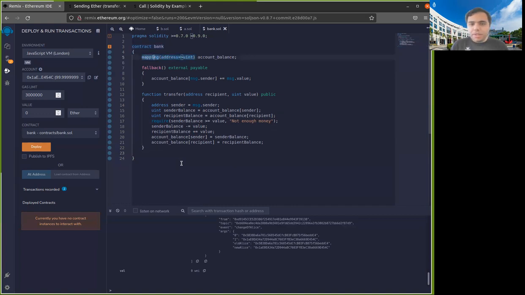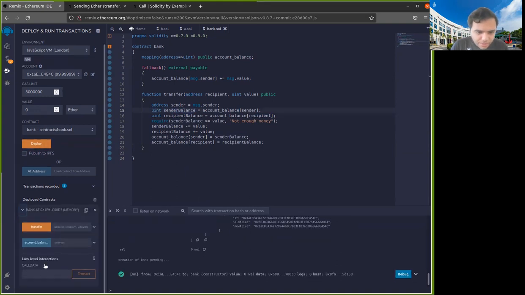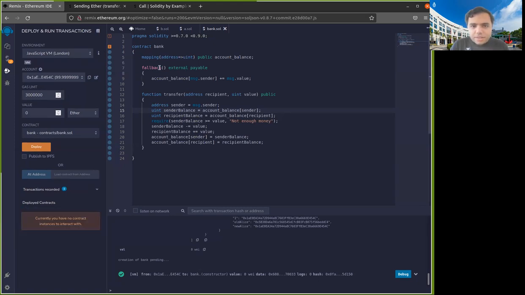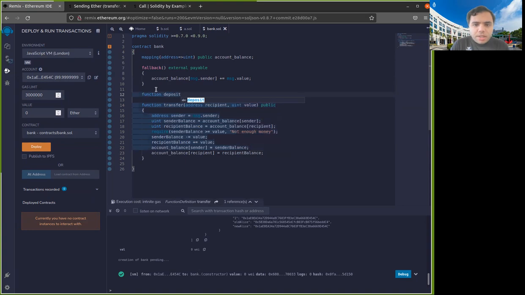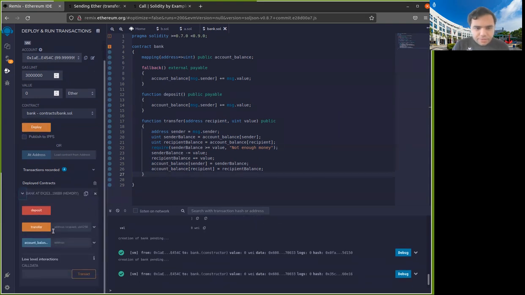So let's do something. Let's say that these account balances are public, and let's actually deploy this contract. So I deploy my bank contract. Okay, actually, let me also have a function called deposit. I'm adding this because it's just easier here in the virtual machine to call that, which is public and payable. And what it does is the same as the fallback. So it just increases my account balance. So let me deploy this. Now I have this bank.